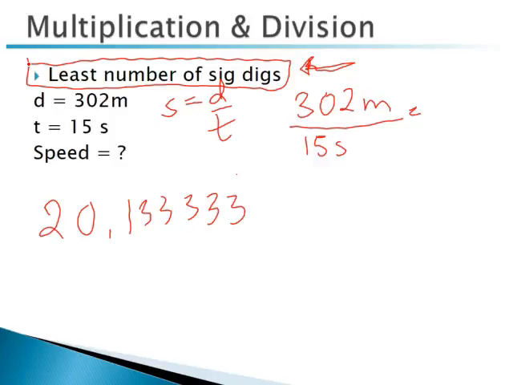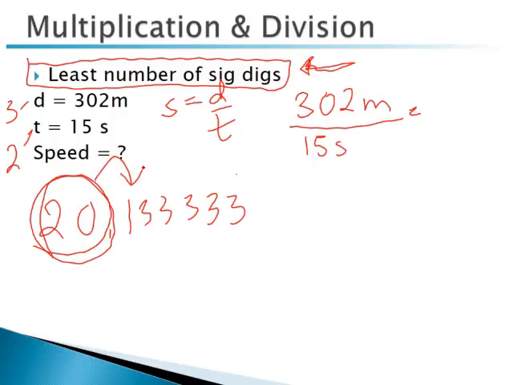Now, if we look at our two numbers that we start with, the distance, 302 meters, this has 3 significant digits. We look at time, 15, there's only 2 significant digits. So that means our answer cannot be any more precise than 2 significant digits. So let's look at our answer, 20.13333. Two significant digits would be just the 20.